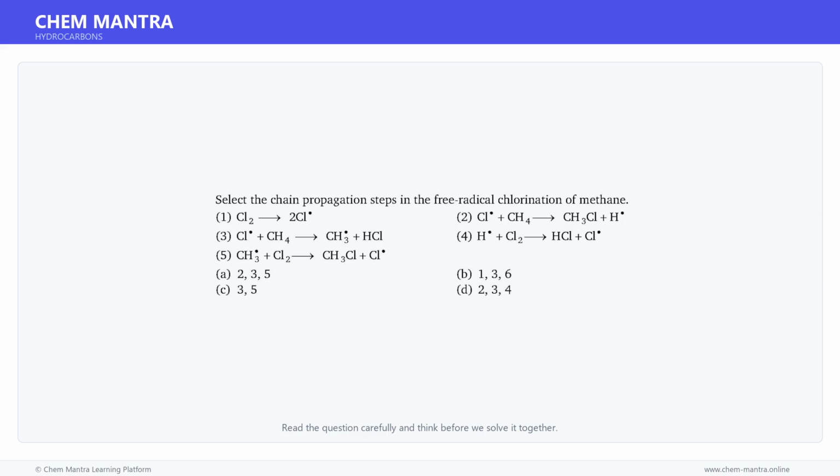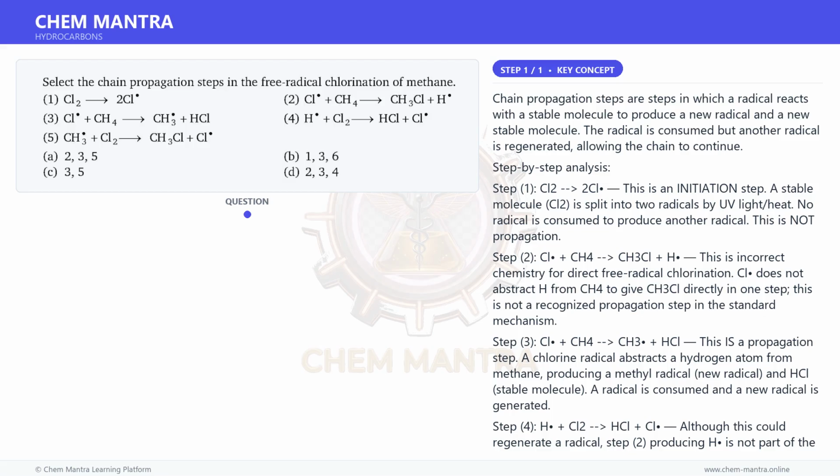Here is a question. Read it carefully and think about the answer. Let us solve it step by step. Let us first understand the key concept here. Chain propagation steps are steps in which a radical reacts with a stable molecule to produce a new radical and a new stable molecule. The radical is consumed but another radical is regenerated, allowing the chain to continue.